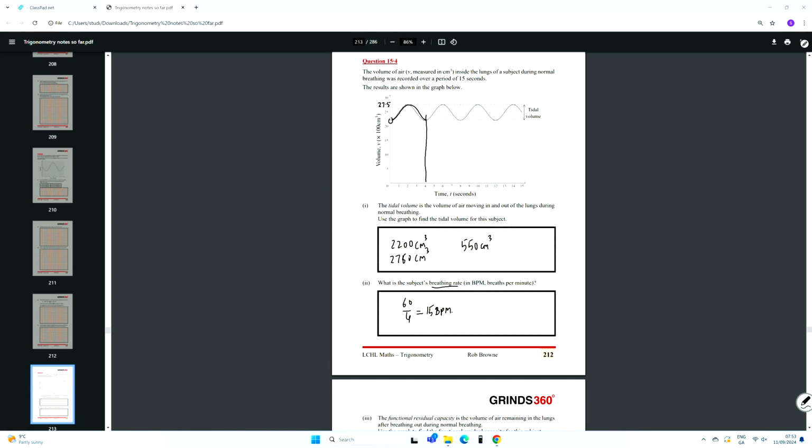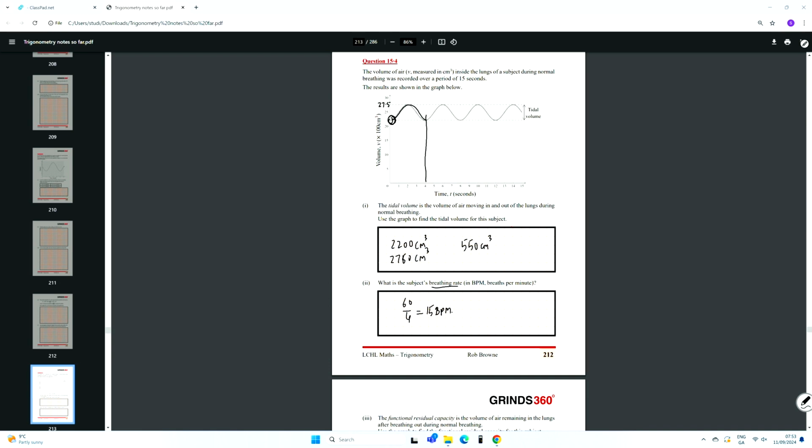Use the graph to find the functional residual capacity. So you can see that's the number we had here a moment ago. That's the 2200 we had there. That's your functional residual capacity. It's the amount of air left in your lungs after you've breathed out. It's 2200 centimeters cubed. So those 3 calculations are all very simple. They're just based on looking at the graph which is provided for you, right?